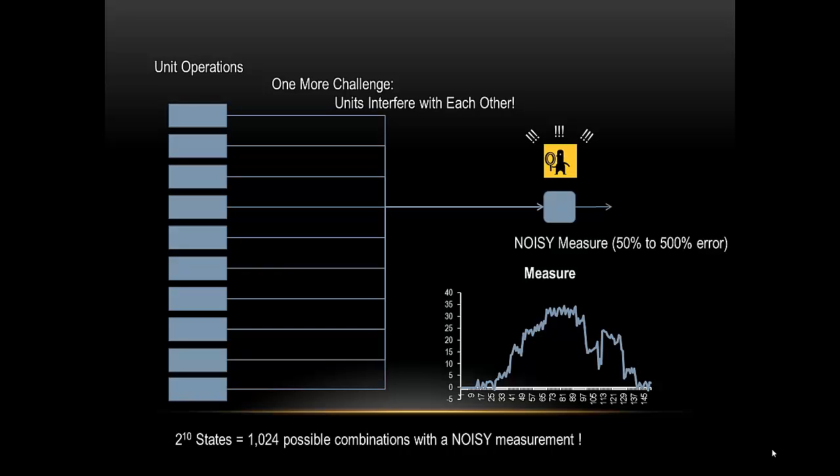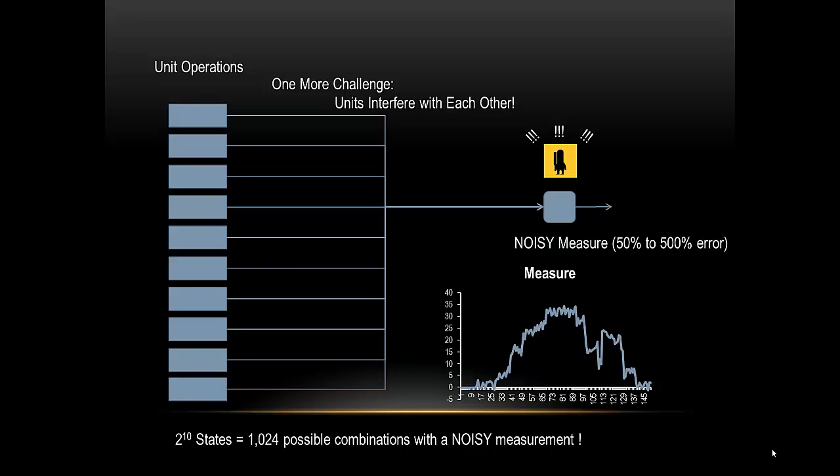So now we have 1,024 possible combinations with noisy measurement. And so our little measuring guy there is getting a little upset, because how is he supposed to figure out what's coming from each unit based on only one measurement device? But it is possible.